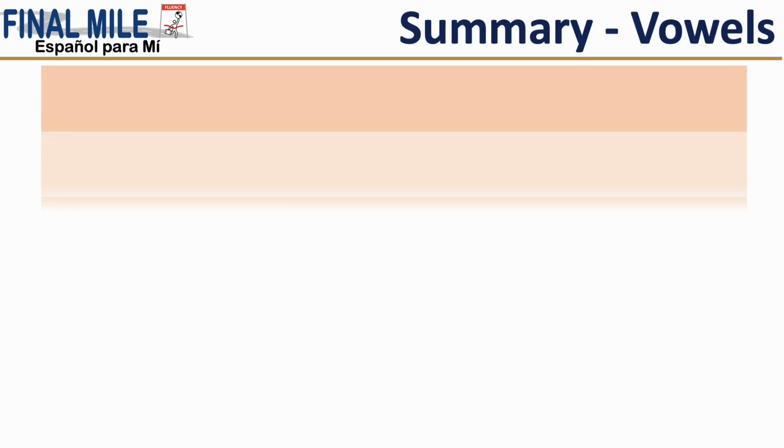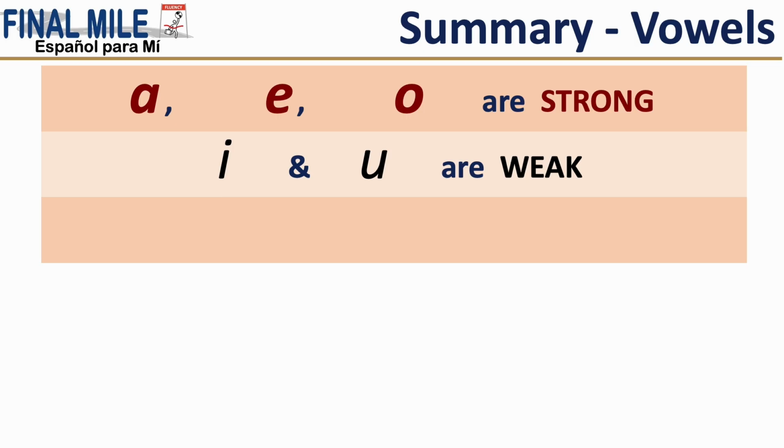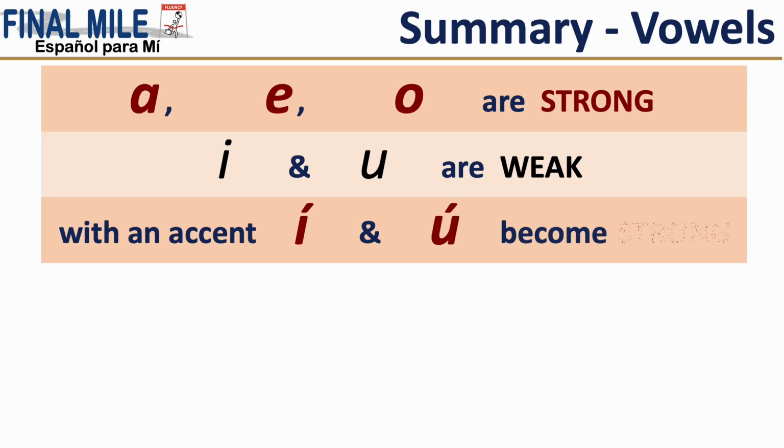Okay, summary and review. Pronounce these for me, please. A, E, O are strong. Pronounce these. I, U are weak. How do we remember? If you say these together, it sounds like you. If you can remember the sentence, you are weak, as in you're telling somebody that they are weak. You will always know you are weak. Okay? And with an accent, I and you become strong.